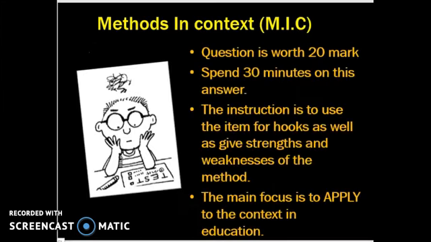Quick reminder about what the methods in context is. It is question 5 on paper 1. It's 20 marks. You should spend 30 minutes on it, and you are giving strengths and weaknesses of a method and applying it to the context in education.